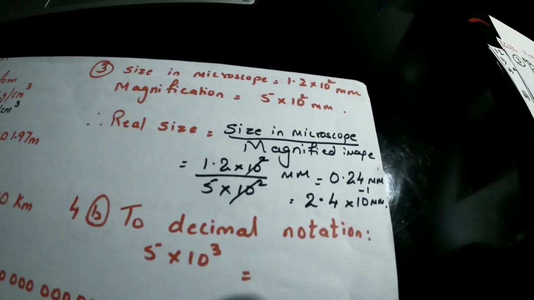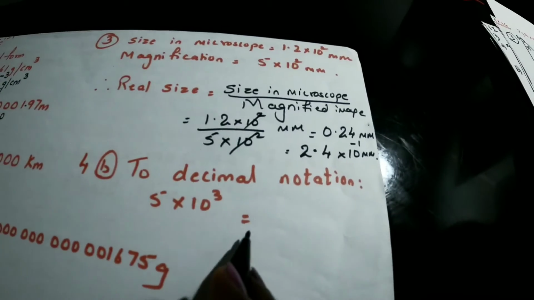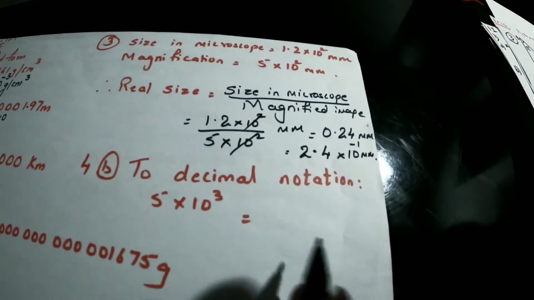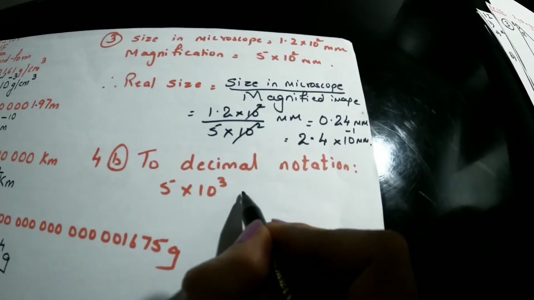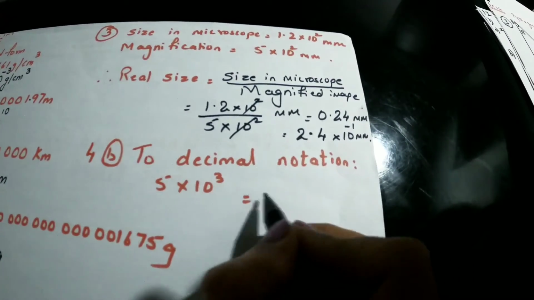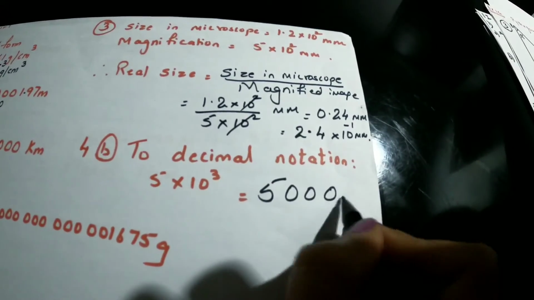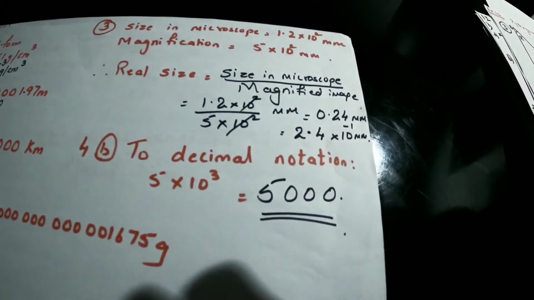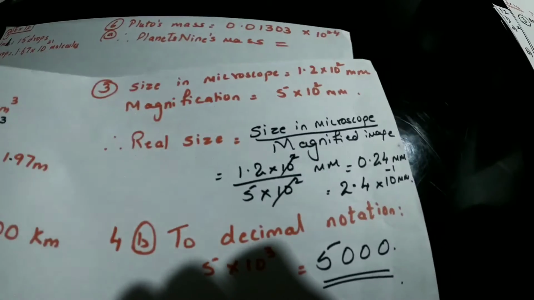The B sum is convert the following from scientific to decimal notation. So 5 into 10 raised to 3. Now this is quite simple. You have to just convert it into a decimal notation. So 10 raised to 3 is 3 zeros. So 5000 will be the answer. Okay. Now let's move on to the fifth sum here.